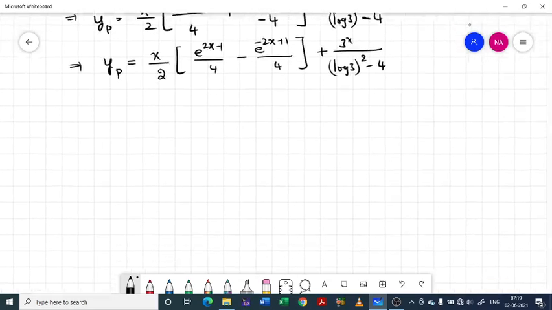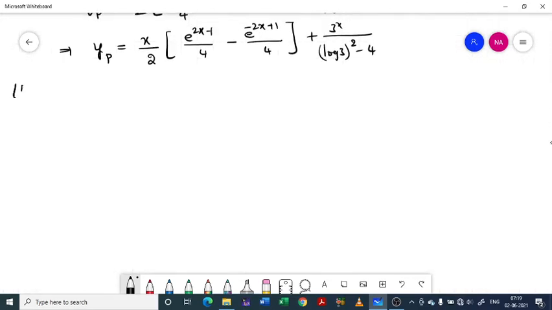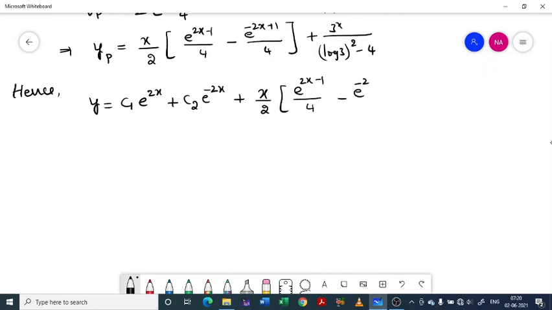So that is the solution we will get. Hence the general solution is y equal to yc, that is c1 e power 2x plus c2 e power minus 2x, plus x by 2 into e power 2x minus 1 divided by 4 minus e power minus 2x plus 1 by 4, plus 3 power x divided by log 3 whole square minus 4. That completes the solution of problem E.